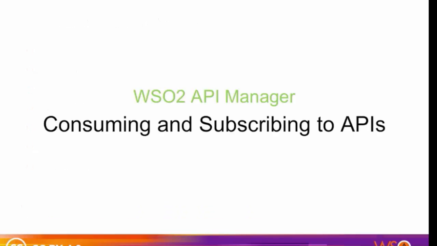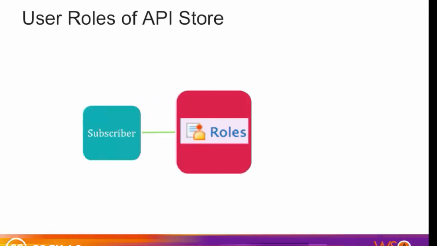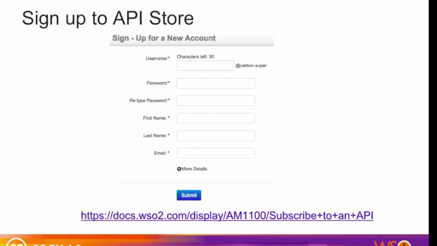Let's look at how we consume APIs. A typical user of an API store would be a subscriber, that is, an application developer. The subscriber role is already there in API Manager by default. Users can self-register to the store. The self-registration option is available for anonymous users. Users who sign up are assigned the default subscriber role. For API store administrators, there is the ability to attach an external BPEL workflow to the sign-up process.